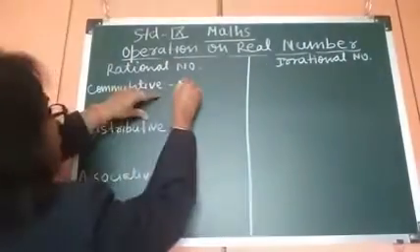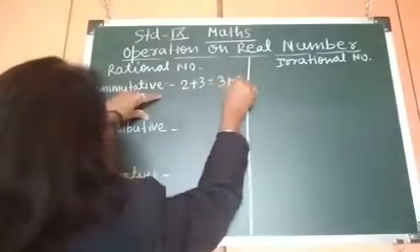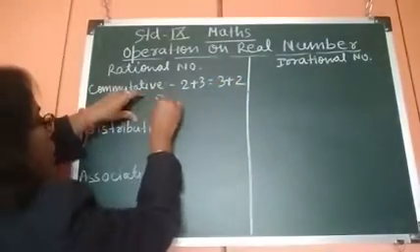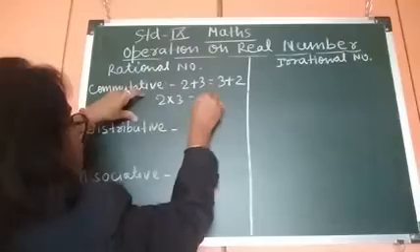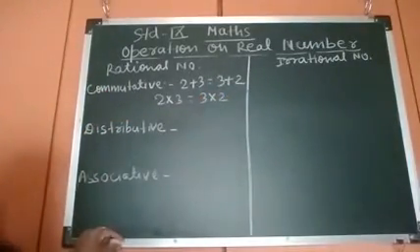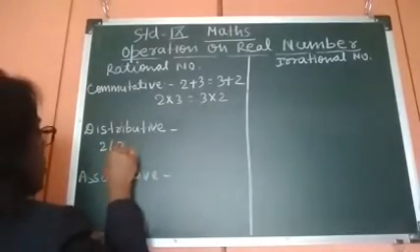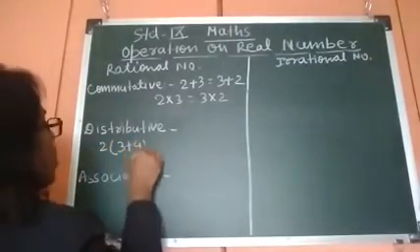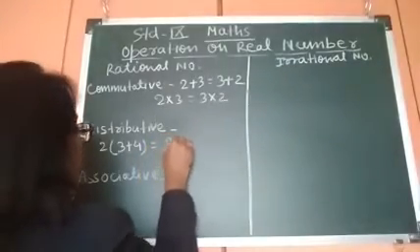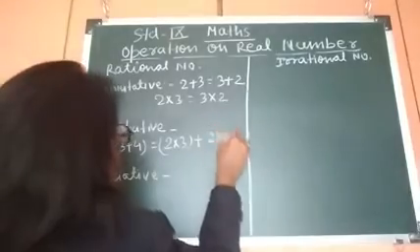So we can write that 2 plus 3 is equal to 3 plus 2. Fine. And 2 multiplied by 3 is equal to 3 multiplied by 2. That you have already read in previous classes. Now distributive: 2 multiplied by (3 plus 4) is equal to 2 into 3 plus 2 into 4.